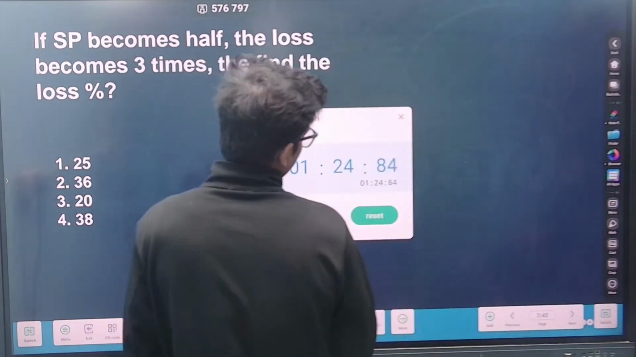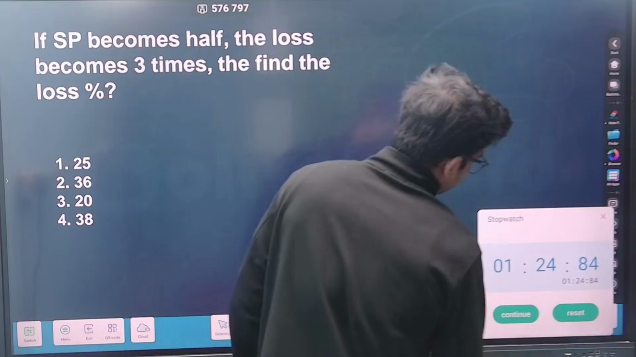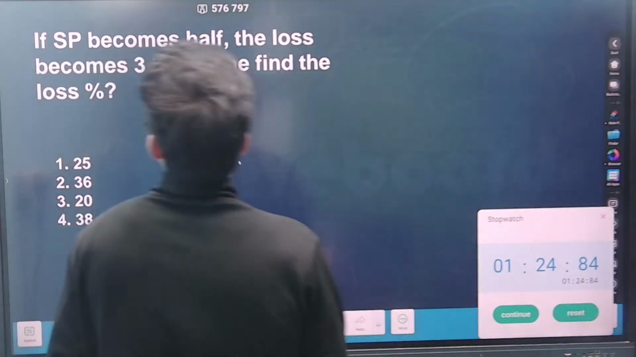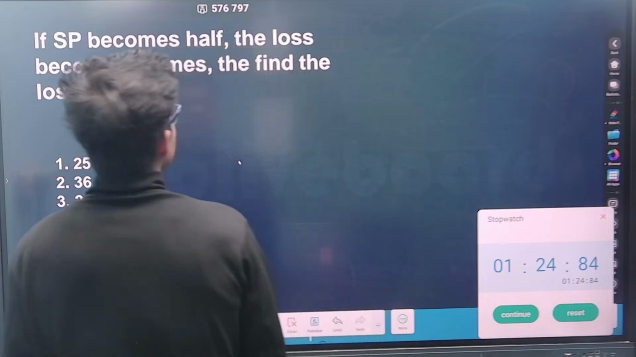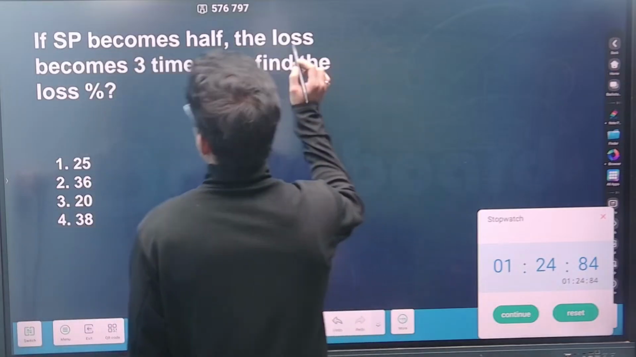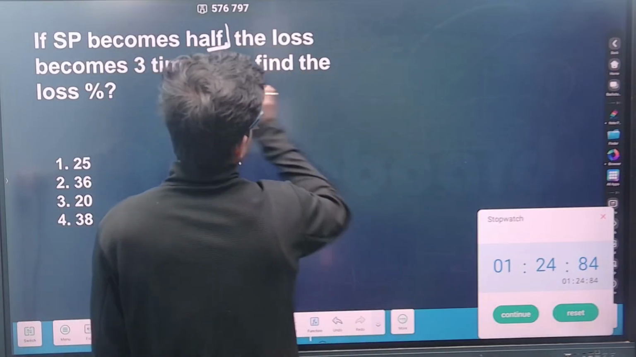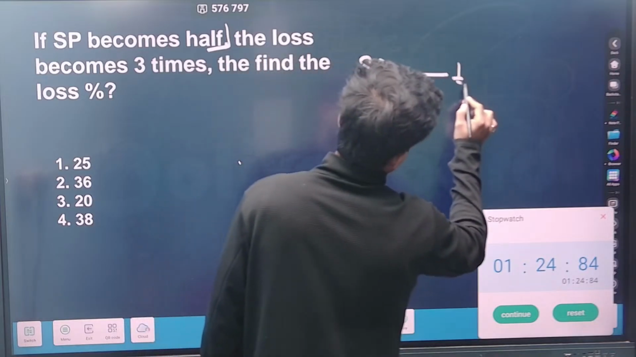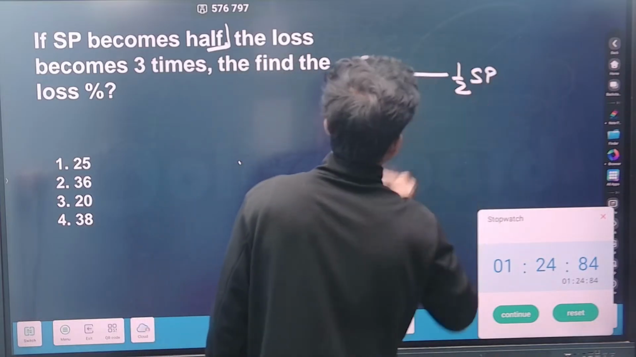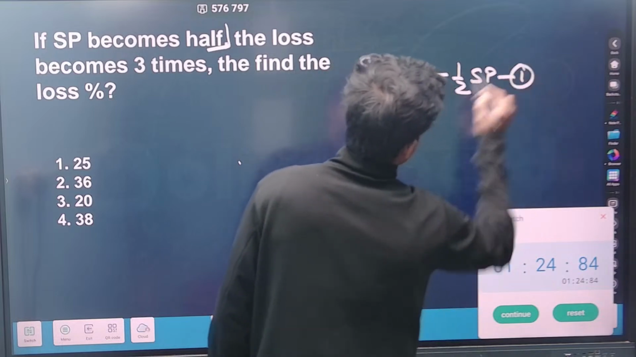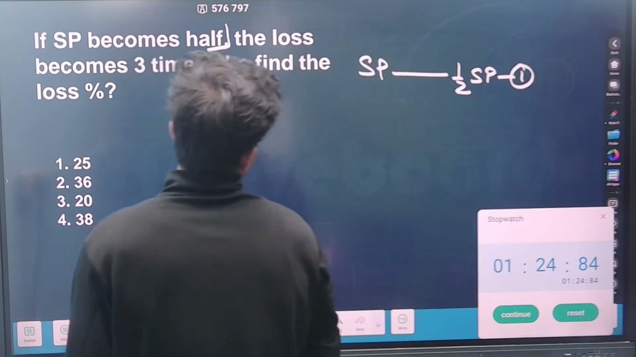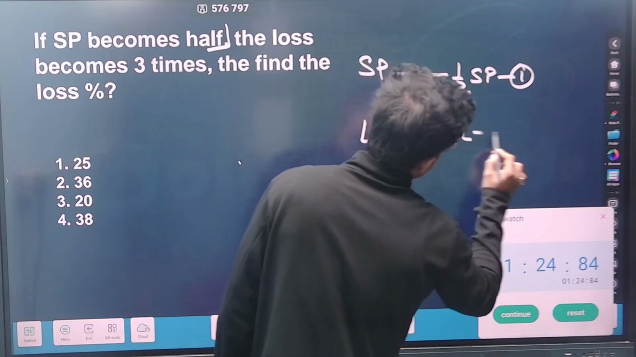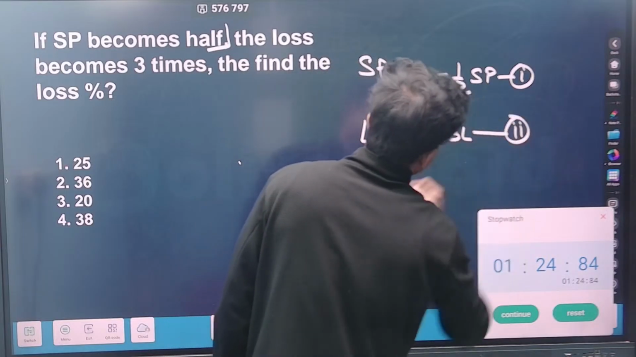So I'll pause the timer and then show you how this question could be done the way we are solving it. If the selling price becomes half, let's say initially SP, it becomes half of SP, correct? First point is this much, which is clear. Equation number 1. Now their loss becomes 3 times. So initially the loss would be L and this becomes 3L. Second equation is this one, correct? I hope this much is clear.